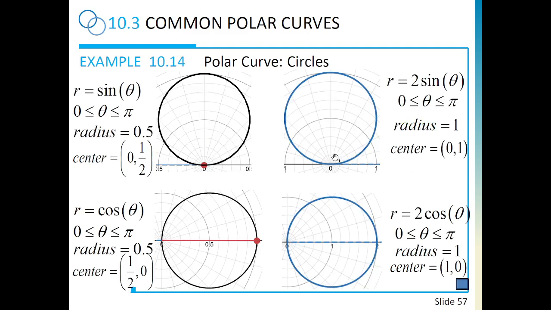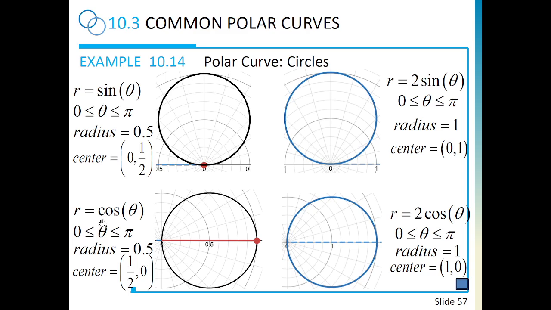This is a summary of our circles also with the sine and cosine. So you see sine theta, center 0, 1 over 2. Here is 1, so half of the number in front. We said sine and y-axis, they are linked. r equal 2 sine theta. The radius is half of the number here, so radius 1. And again, it is on the y-axis.